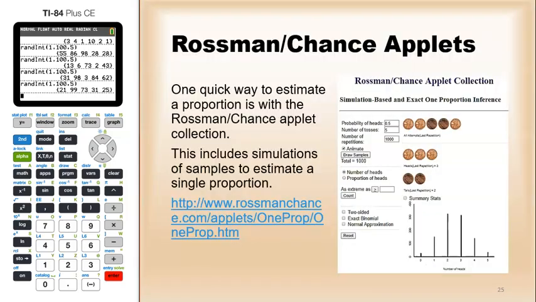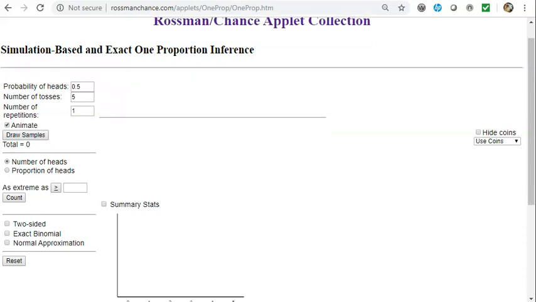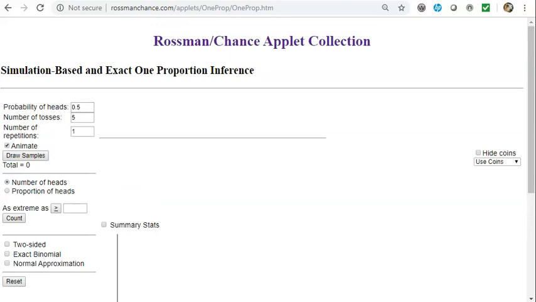One quick way to estimate a proportion is with the Rossman Chance applets. This includes simulations of samples to estimate a single proportion. And you can see there's the website on the screen. The link will also be given to you in the homework and on this lesson. But this is the Rossman Chance for the one proportion. We'll see some other simulations later on.